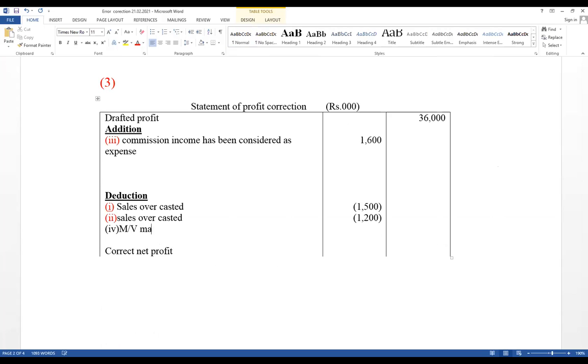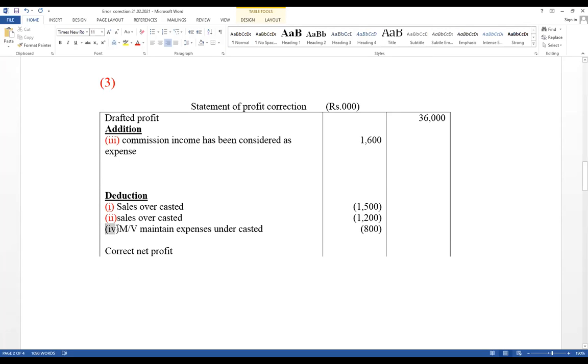Fourth one, relevant for profit correction. Motor vehicle maintenance expense understated. Therefore, the effect on profit is an increase, and for correction deduct 800.